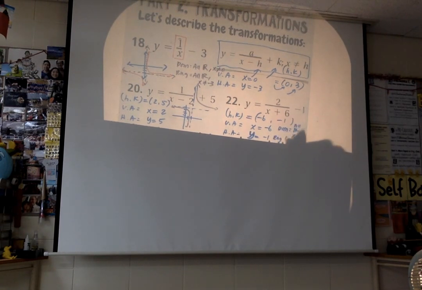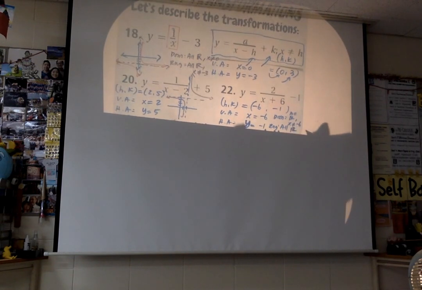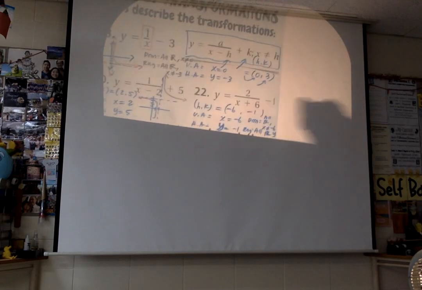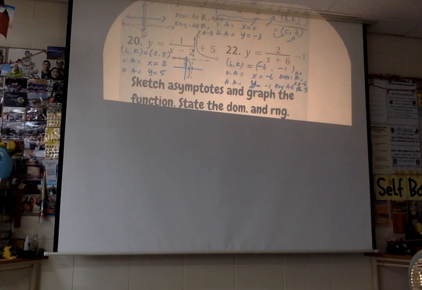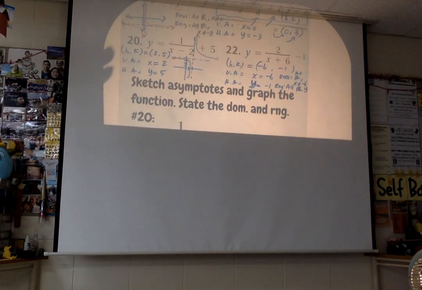Range, all reals except what? Y cannot equal negative 1. Just make sure that you have that. And ask me questions when I return. Now, sketch asymptotes and graph the function. State the domain and range of number 20.